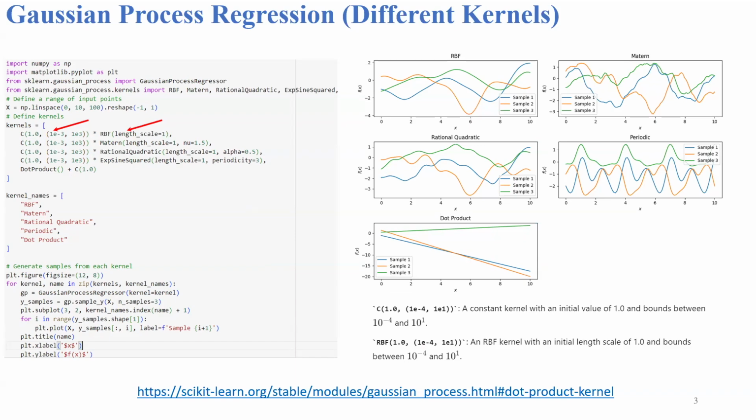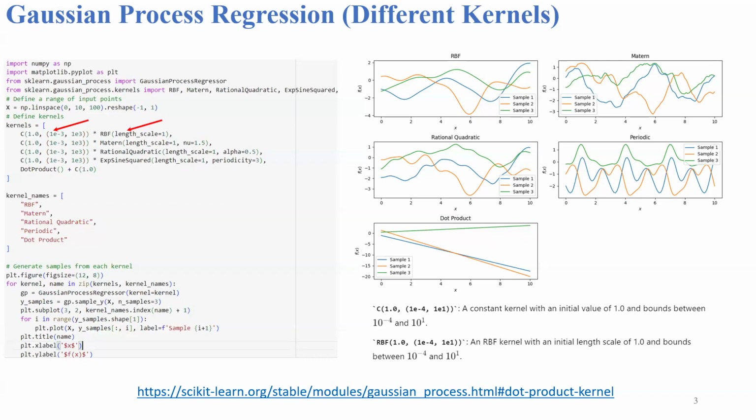And there are different types of kernel or covariance functions, such as the radial basis function, Matern function, rational quadratic, and exponential sine squared kernel. So here we are trying to have a visual representation of, suppose you have a range of input from 0 to 10 with a 100 interval, for example, and we can sample the y value using the Gaussian process regressor and plot it on the right-hand side and see how these three samples look under different kernels.